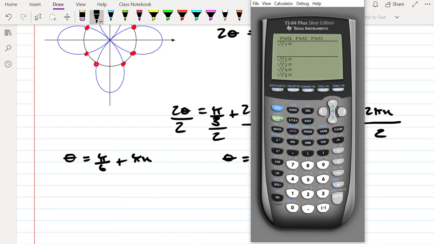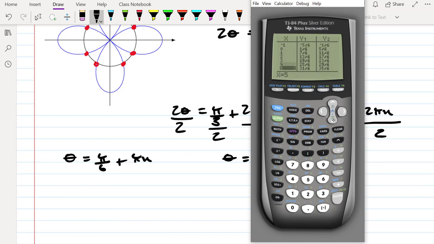So we have 1 over 6 plus x. And for our other one, we're going to have 5 pi over 6 plus pi x. So this, and if we make a table of values, is going to show us our different multiples.